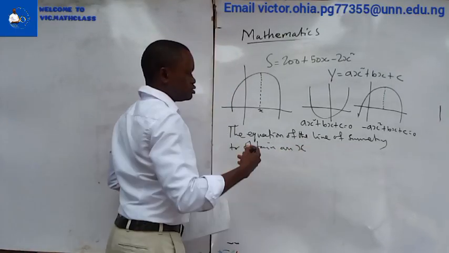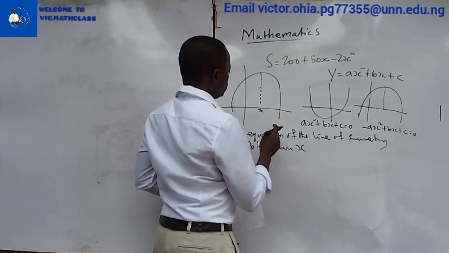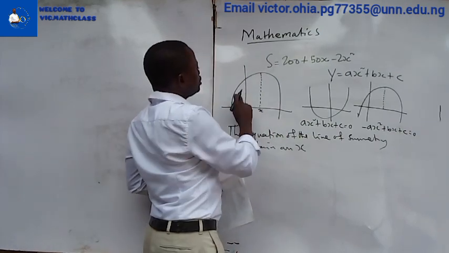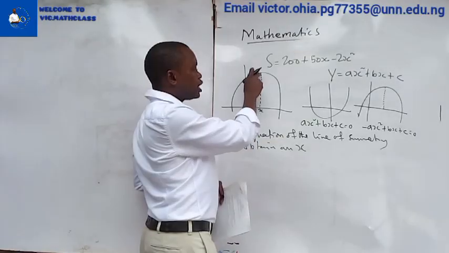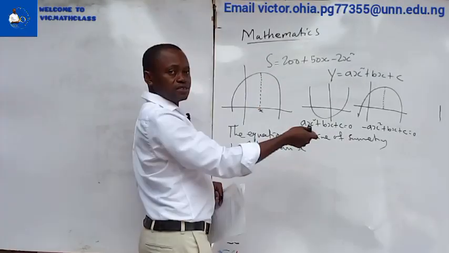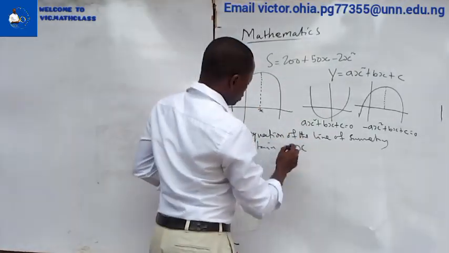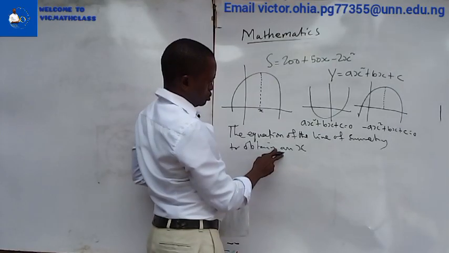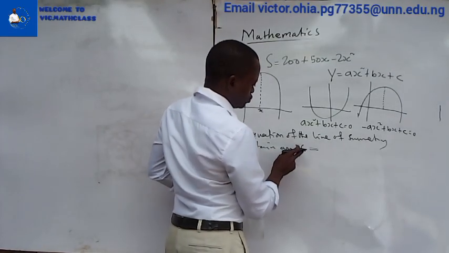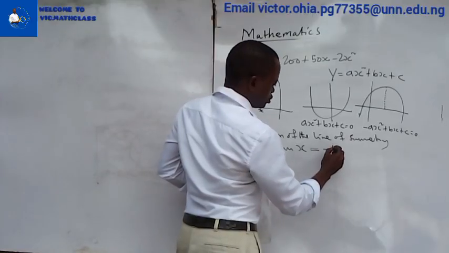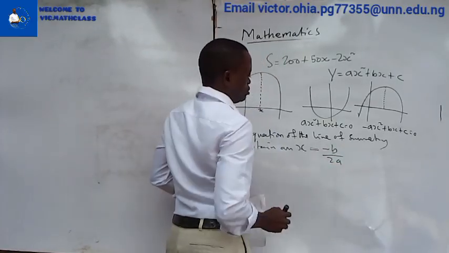Remember, this x is the number of months, and x is the point upon which this increment will stop and the decrement will now commence. So the equation of the line of symmetry is given by x equals minus b over 2a.